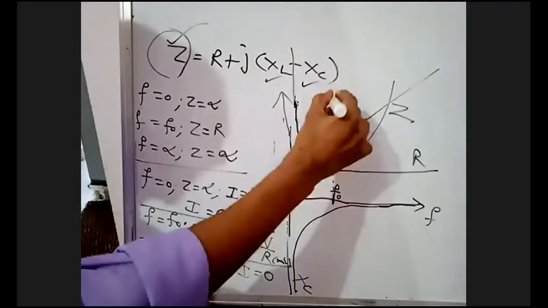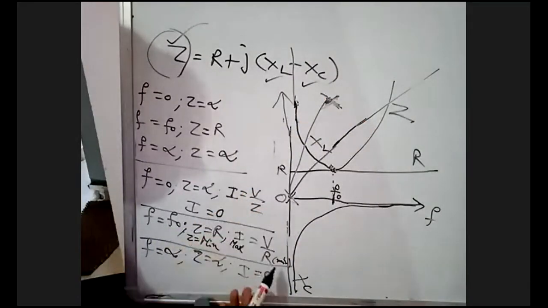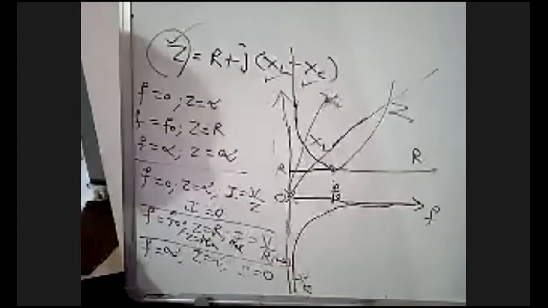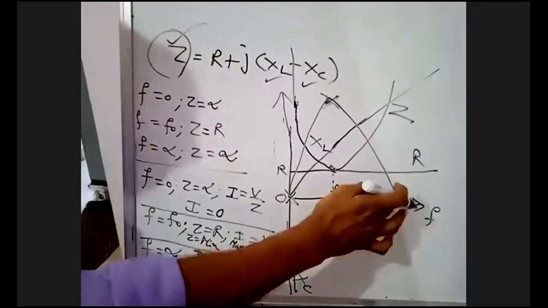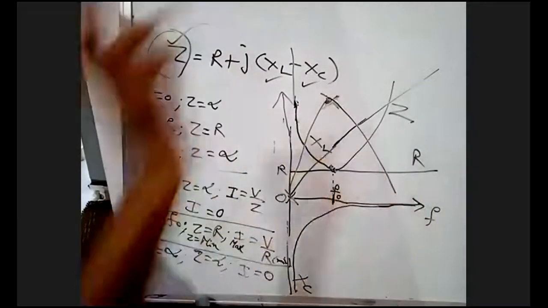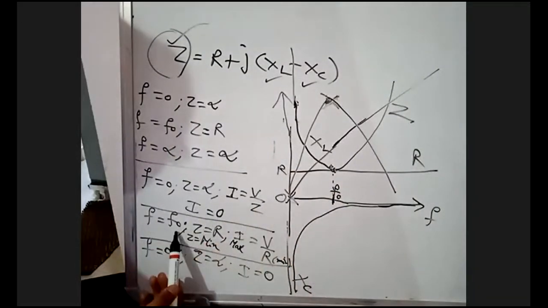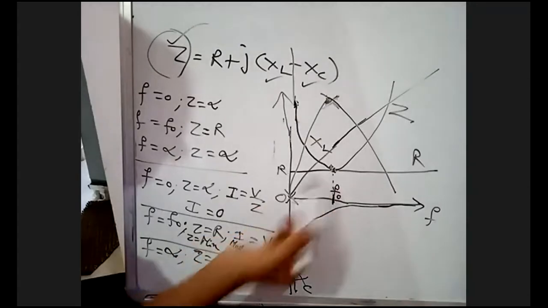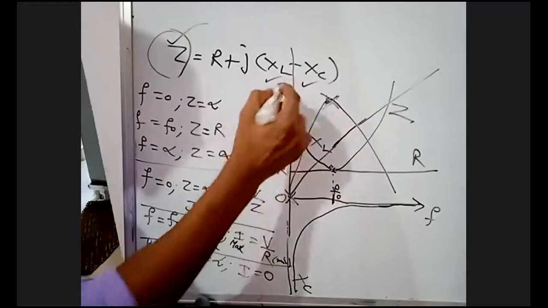So current is varying from 0 to maximum. Now again at f is equal to infinity, what is the value? I is equal to 0. Again it will come to 0. At f is equal to 0, your current is 0. At f is equal to f naught, impedance is minimum, but current will be maximum. This is the maximum current. Let us take this as IM.